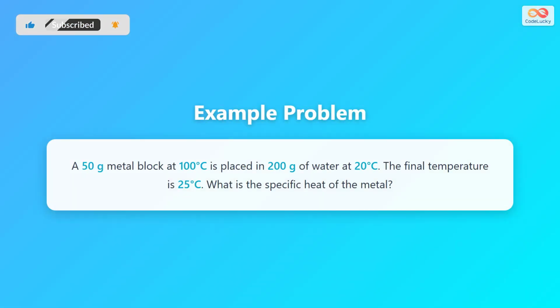Let's work through a practical example. A 50-gram metal block at 100 degrees Celsius is placed in 200 grams of water at 20 degrees Celsius. After thermal equilibrium is reached, the final temperature is 25 degrees Celsius. Our goal is to determine the specific heat of the unknown metal. This type of problem demonstrates how calorimetry is used to identify materials by their thermal properties.